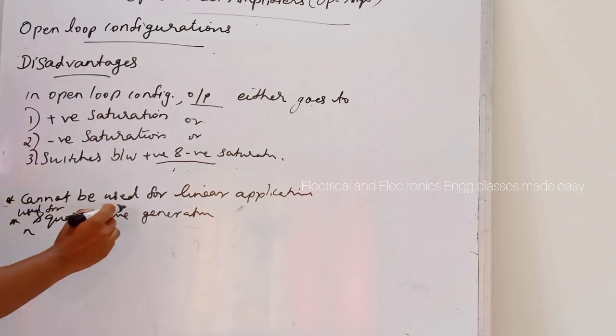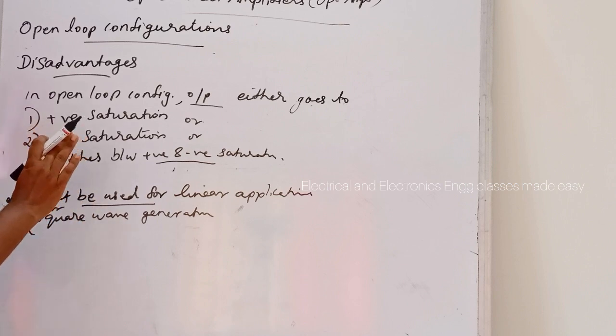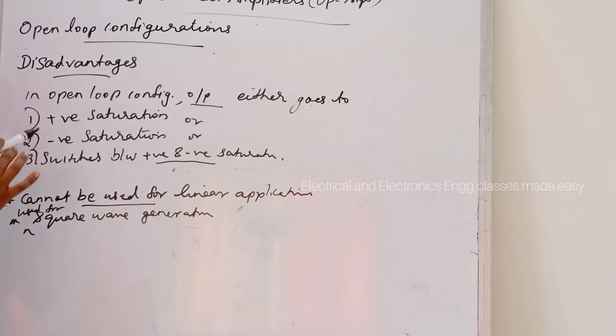So the main disadvantage is it cannot be used for the linear applications because it clips the output above the saturation levels of the op-amp, that is the bias voltage levels of the op-amp. But it can be used for the non-linear applications like square wave generation. So that is about the open loop configurations of op-amp.